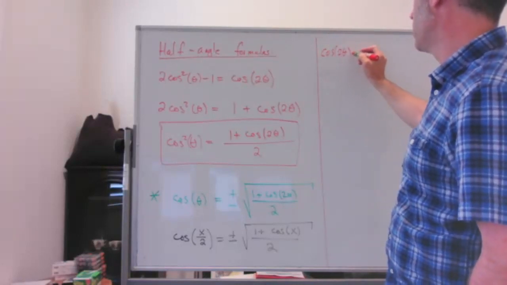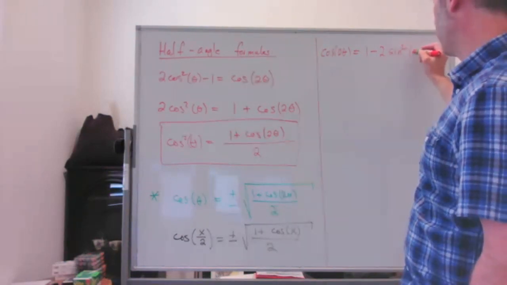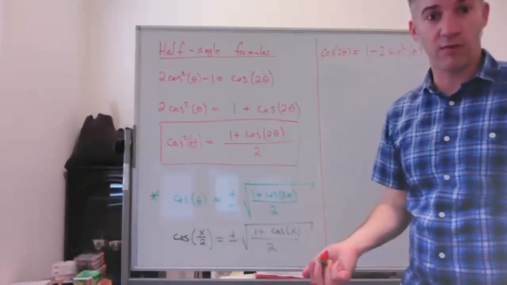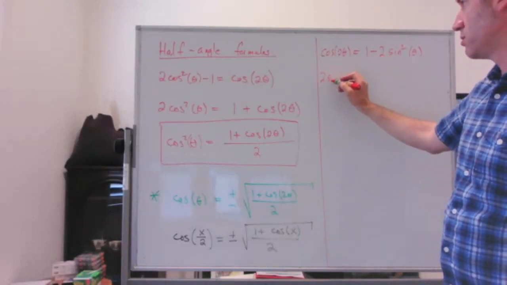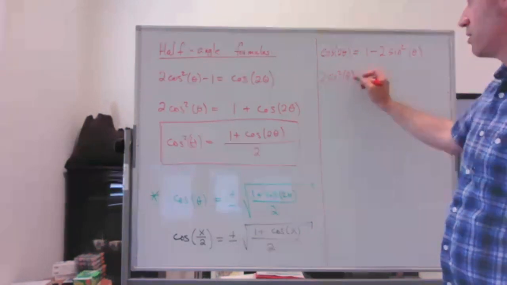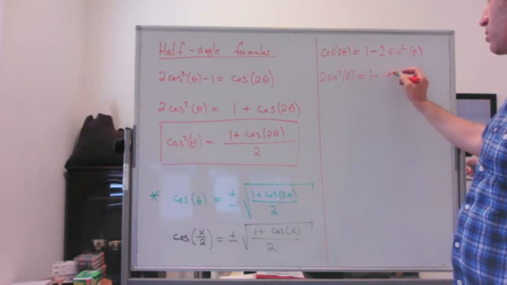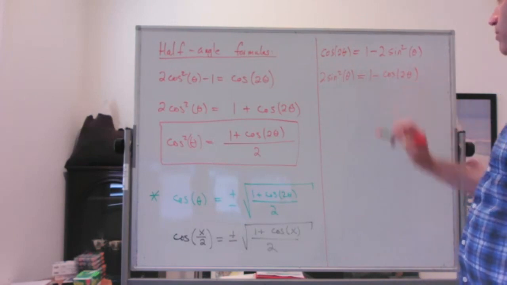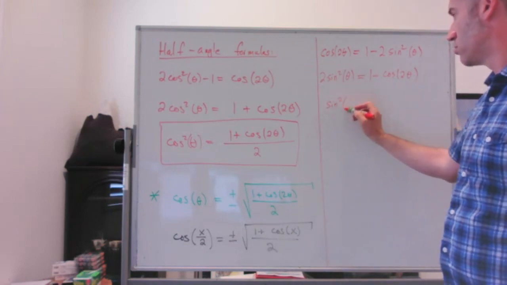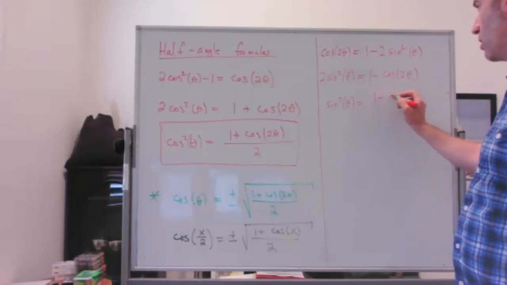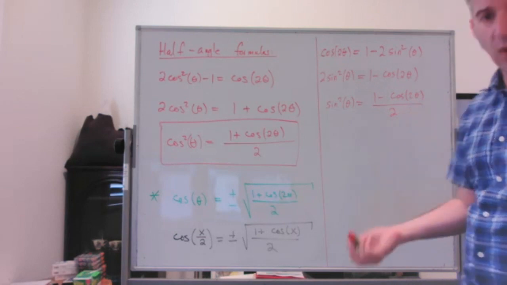Cosine of 2 theta equals 1 minus 2 sine squared of theta, and I'm going to try and solve for sine. So I'm going to add 2 sine squared of theta over here, and subtract cosine of 2 theta from both sides: 1 minus cosine of 2 theta. And then I'm going to divide both sides by 2. So sine squared of theta equals 1 minus cosine of 2 theta, divided by 2. And then I'm going to square root both sides.